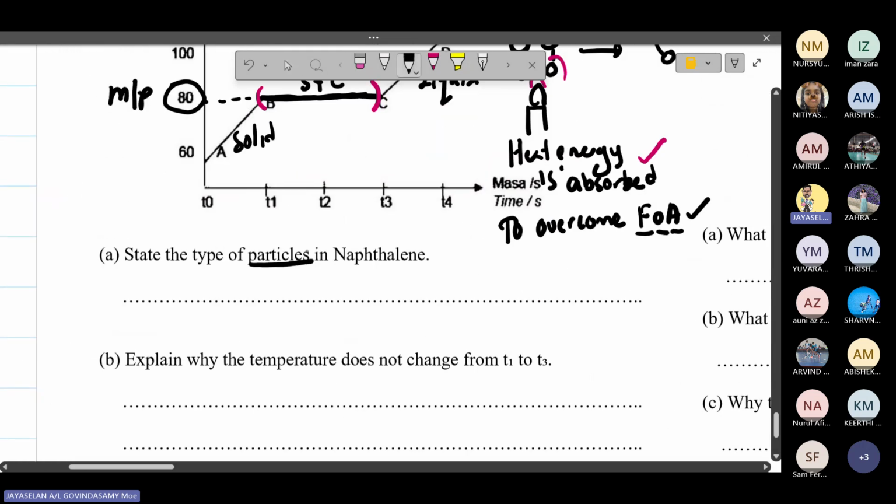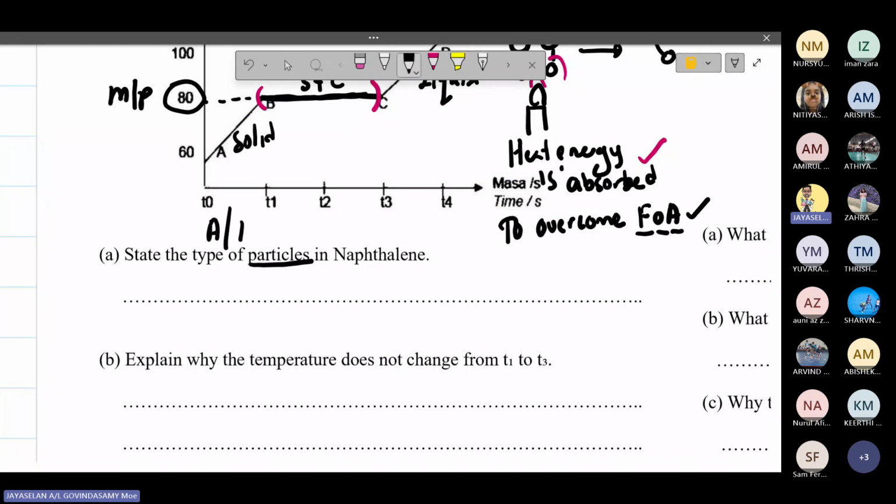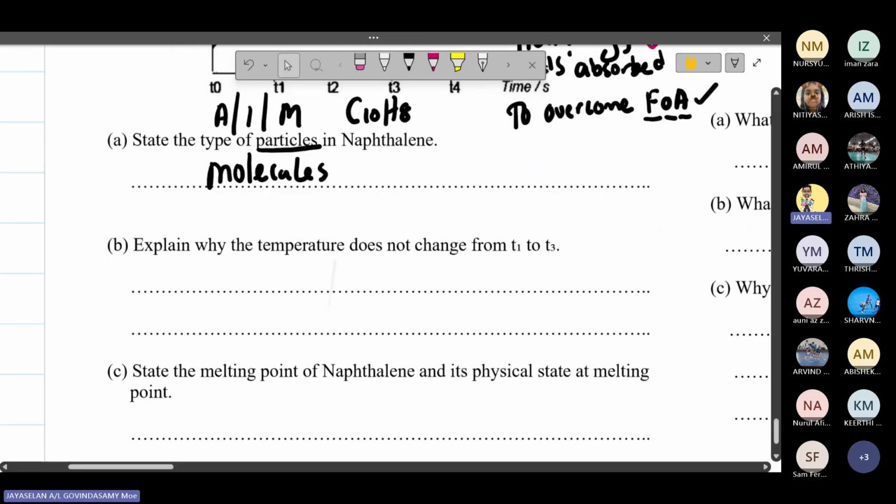Now I do this question. State the type of particles. Okay, bila dia letak particles, my answer is atom, ion or molecule. Ini saja. So naphthalene, C10, non-metal. Hydrogen non-metal. Non-metal, what type of particles? You put here molecules. 1 mark. Any question? No question? Okay, next question.